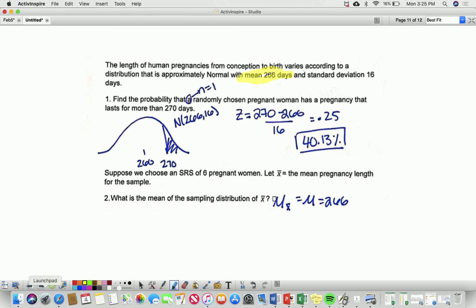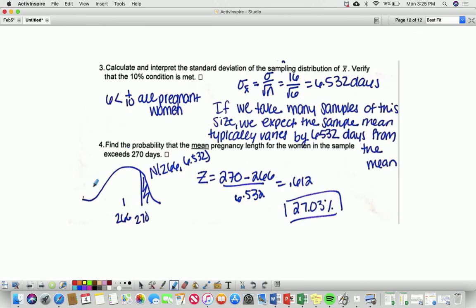Calculate and interpret the standard deviation. Verify the 10% condition is met. Well, 6 is less than 1/10 of all pregnant women. Done. Standard deviation, 16 over square root of 6, because that's the number of women in my sample. If I take many samples of this size, I expect the sample mean typically varies by 6.532 days from the mean.